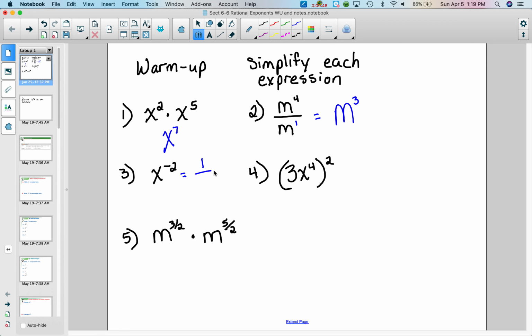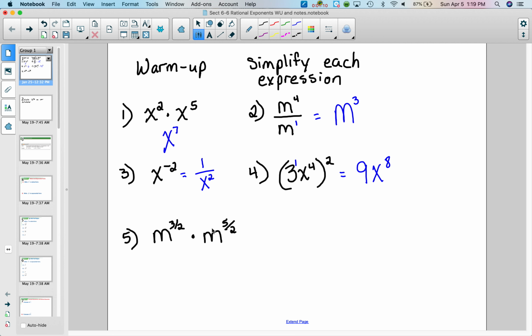Remember that a negative exponent means reciprocal. So you're going to flip this and make it 1 over x squared. We're still going to have negative exponents today, and you need to remember a negative exponent means reciprocal. Power to a power, we multiply the exponents. Remember, there really is a 1 here. So you're going to have 3 squared, which is 9. And then we get x to the 8th power, because power to a power, you multiply exponents.